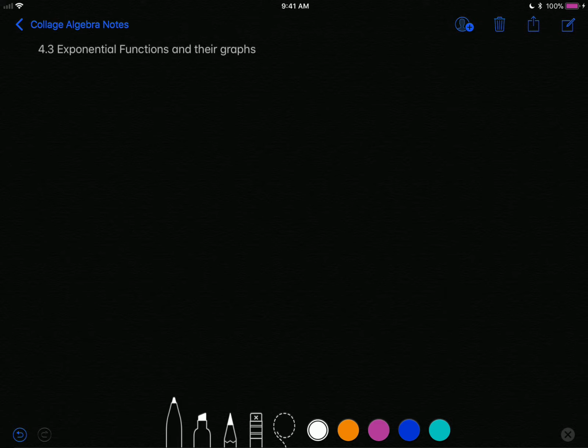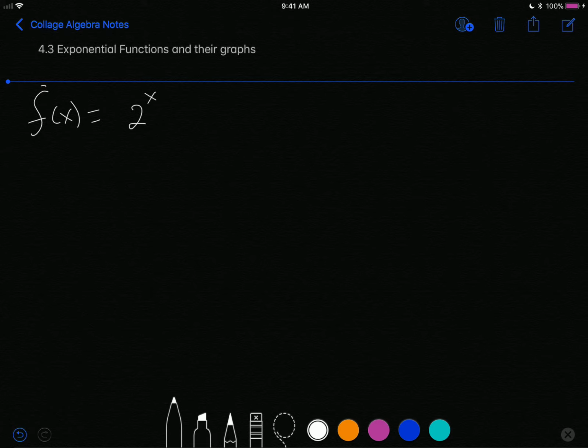Hi all. Today we are looking at exponential functions and their graphs. Today we'll look at what an exponential function is and what the basic linear transformations are that can be applied to exponential functions. So an exponential function is one defined where a function is equal to some number raised to a power.